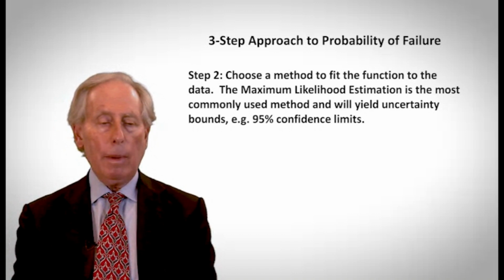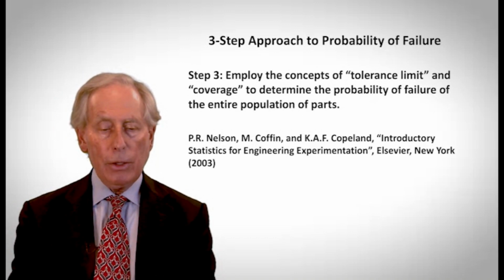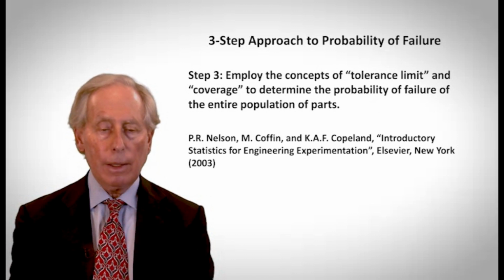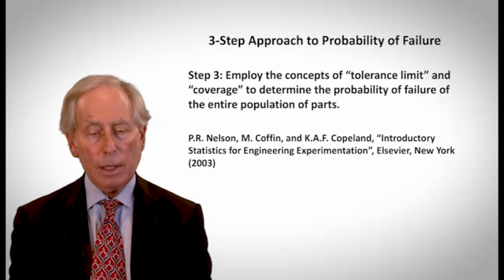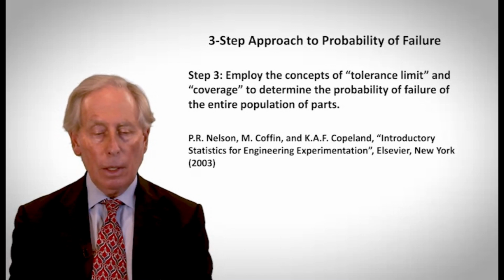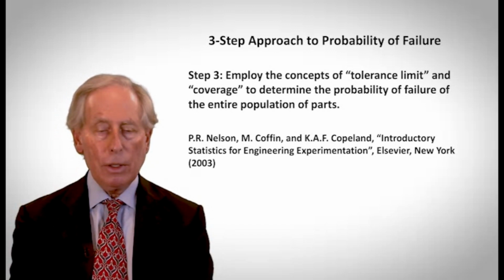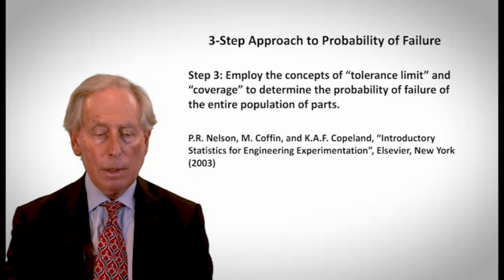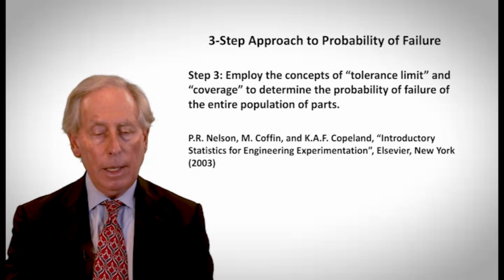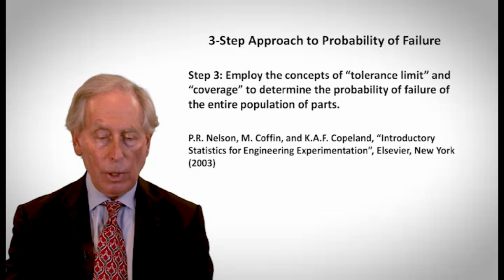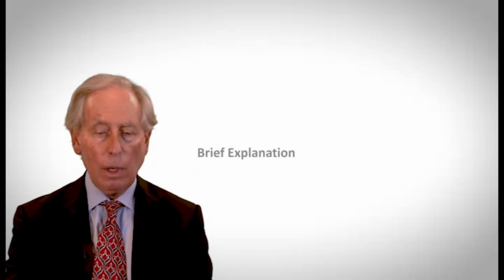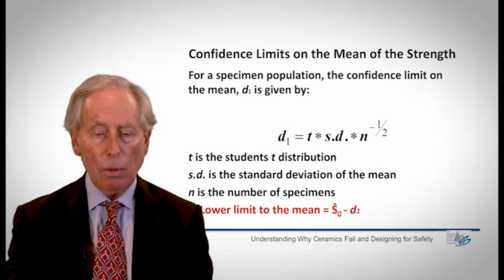You remember earlier I talked about using the area or volume under stress as a measure of predicting the strength of components. And that seems to go in the right direction, but a more modern approach is to use these concepts of tolerance limit and coverage to determine the probability of failure of populations of parts. And a very nice reference is a book by Nelson, Coffin, and Copeland on statistics for engineering that goes into what these things mean, but I'm going to show briefly what they mean and how they're applicable. This would work for not just brittle fracture, but for other applications of statistics as well. But I want to go briefly into what these things mean.